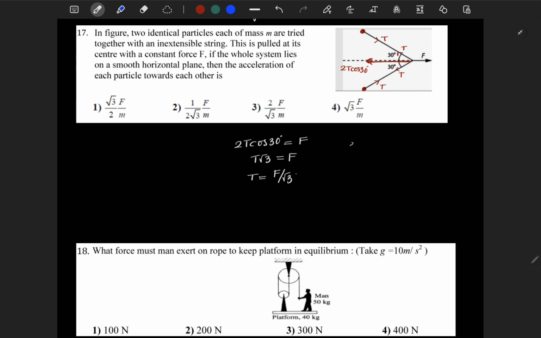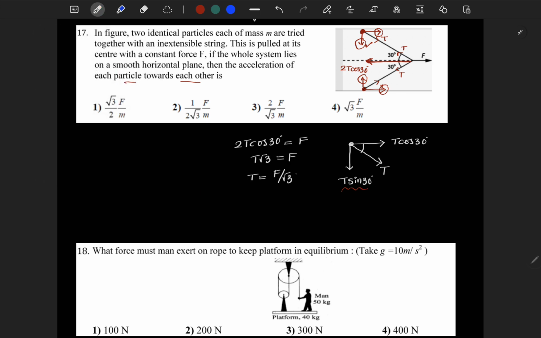Now this particle which is here is being pulled in this direction with T. So it would move with acceleration in this direction as well as in this direction. Since this is D and also this angle is 30, this is T cos 30 degrees and this is T sin 30 degrees. So let's try to understand this question perfectly. If the whole system lies on a smooth plane, the acceleration of each particle towards each other. So since this particle has acceleration in this direction and also in this direction, and also this particle has acceleration this way and this way, but these two accelerations are not towards each other. However, these two accelerations are towards each other. So we are interested in only finding this component of acceleration, which is due to T sin 30.